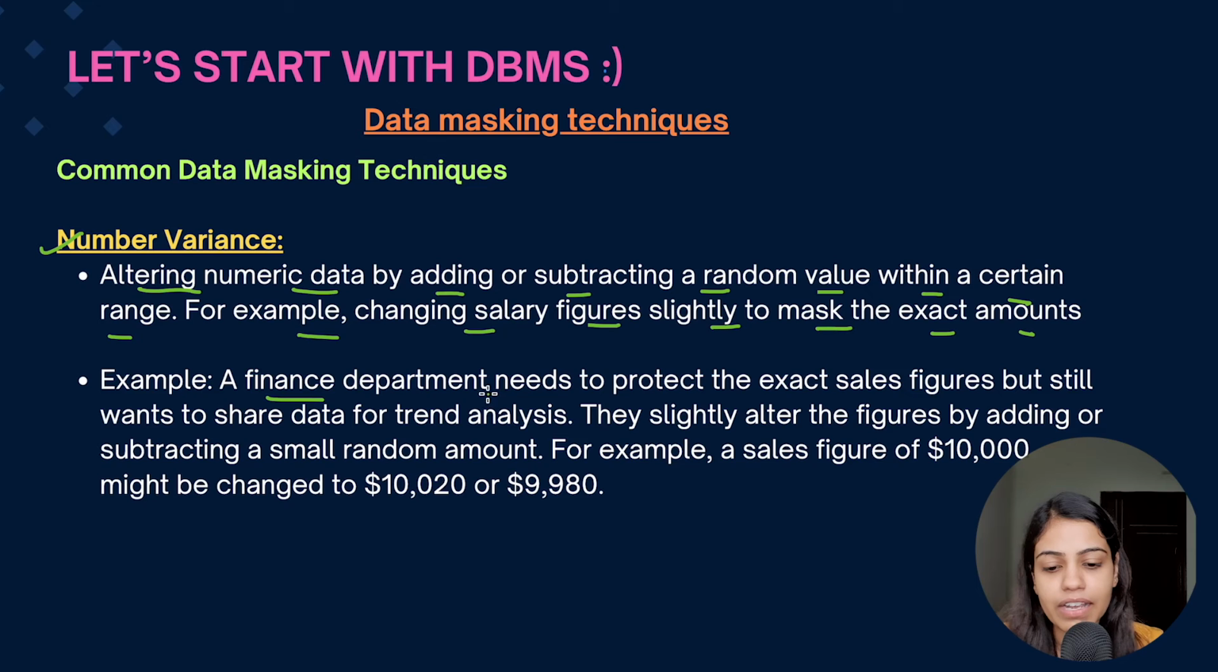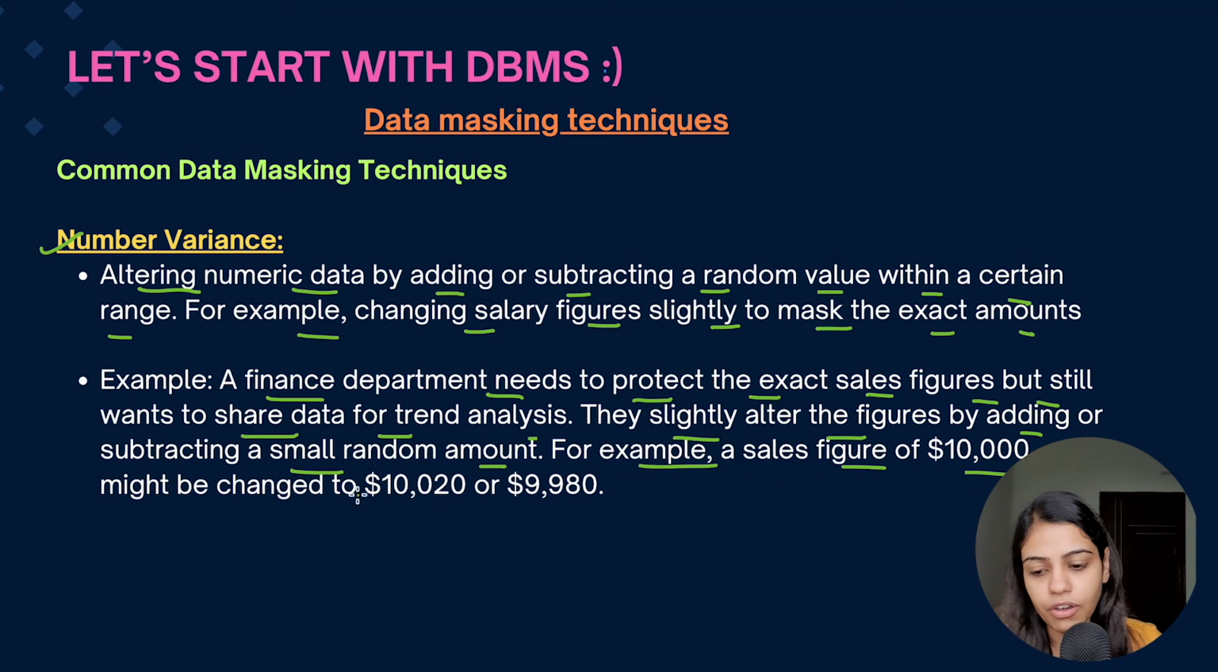So for example, a finance department needs to protect the exact sales figure but still wants to share the data for trend analysis. They slightly alter the figures by adding or subtracting a small random amount. For example, a sales figure of $10,000 might be changed to $10,020 or $9,980 so that we are able to analyze the trends, but we are able to mask the data as well. We are not showing the original or the real data.